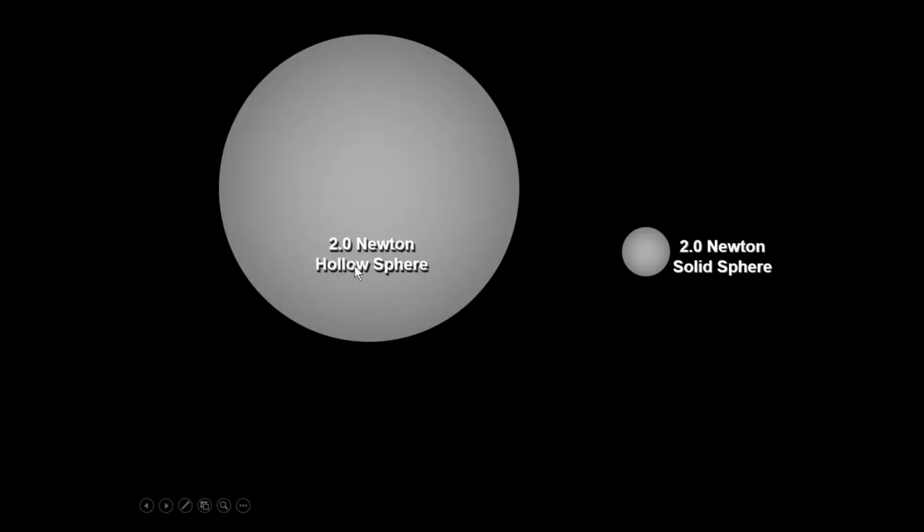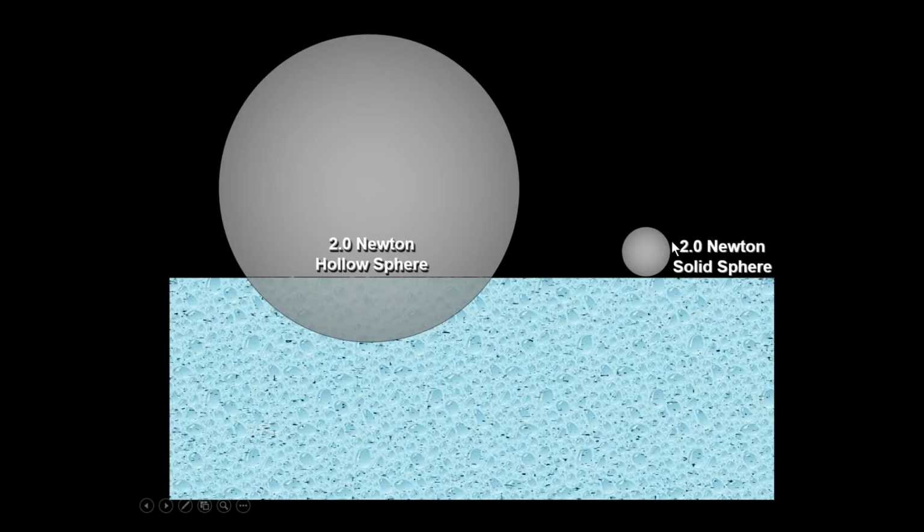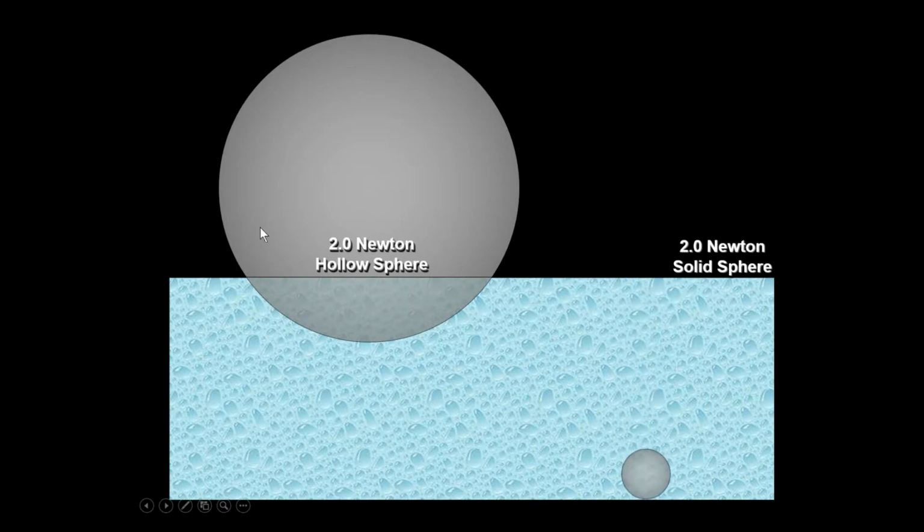Let's try this one. Let's say that we have a metal sphere, but it's hollow inside, and it weighs about 2 newtons and is pretty large. And then we have a solid metal sphere, so it's much more dense, and it's going to be a lot smaller in volume, but it weighs the same. And then we put them both in water. This one floats, this one sinks.